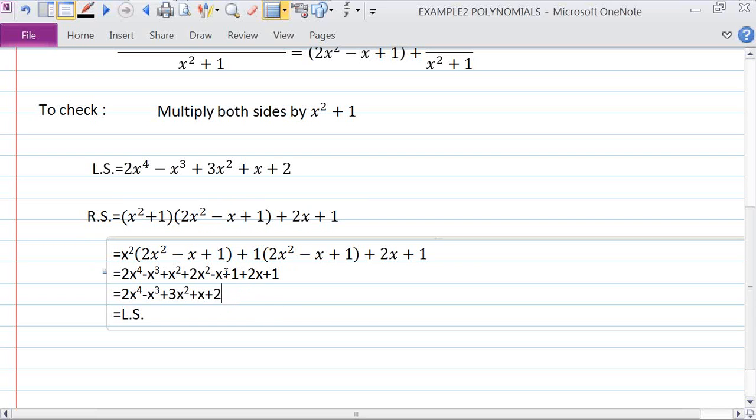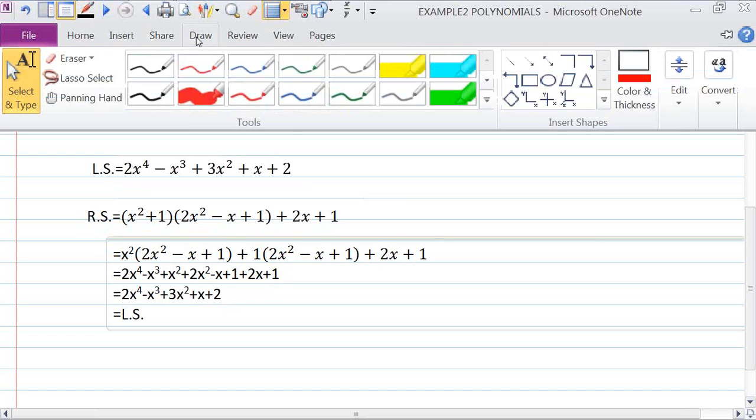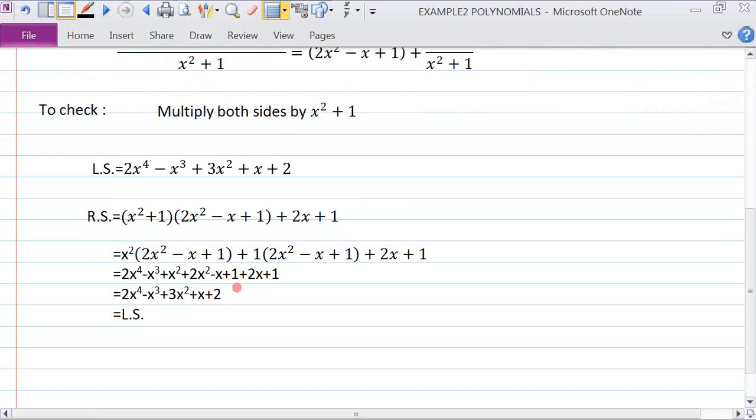So what do I have here? I add 1 and 1, and now that gives me 2. So that's what I should have, because if we look at the left side here, we have 2x to the 4th minus x cubed, that's this term, plus 3x squared plus x plus 2. So I made an error here. This plus 1 and this plus 1 should be 2. And now the right side equals the left side.